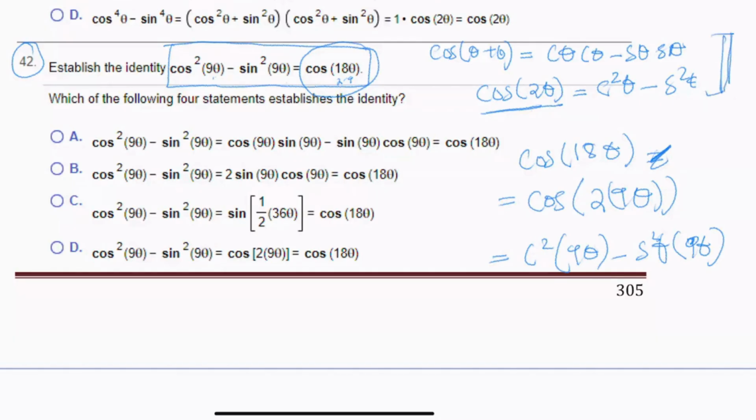So if that is the case, then we are in the case of D, right? This is what I was just doing here. So we started from the right this way. We have cosine 18 theta. I write it in the form of cosine 2 multiplied by 9 theta, which expands to this.